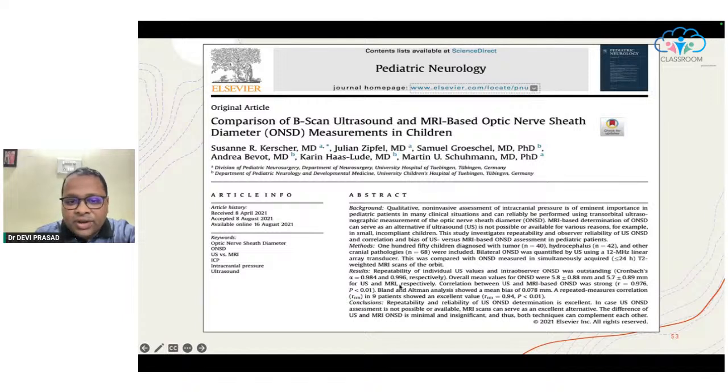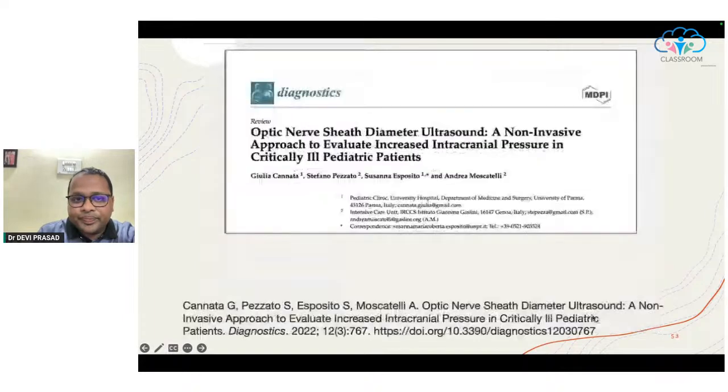and 5.7 for US and MRI respectively. The correlation between the ultrasound and the MRI based ONSD was strong, and the repeatability and reliability of this ONSD determination is excellent. In case ultrasound guided assessment is not possible or available, MRI scans can serve as an excellent alternative. The difference between US and MRI ONSD is minimal and insignificant, and hence both techniques can complement each other.